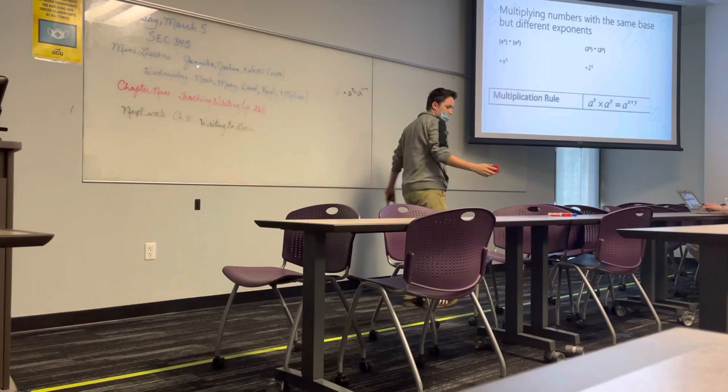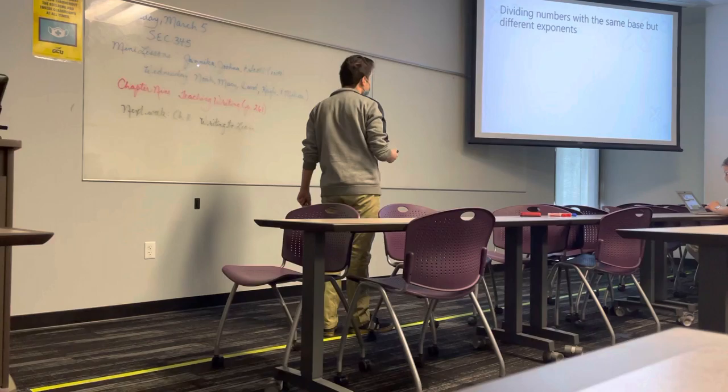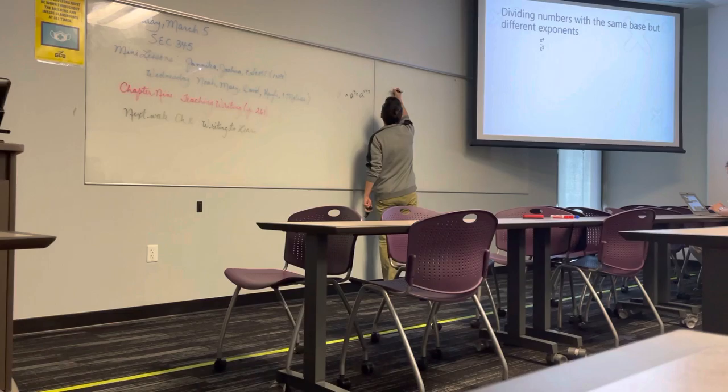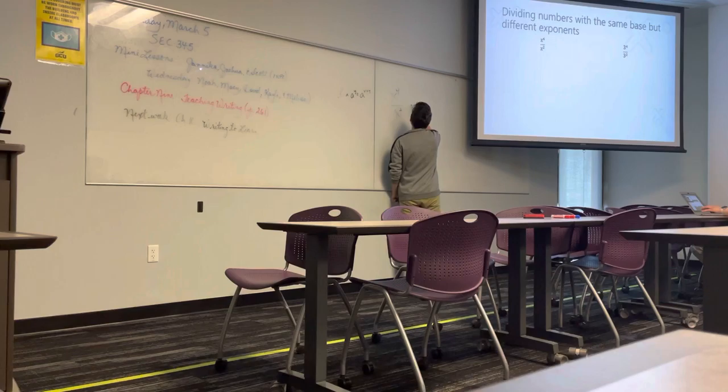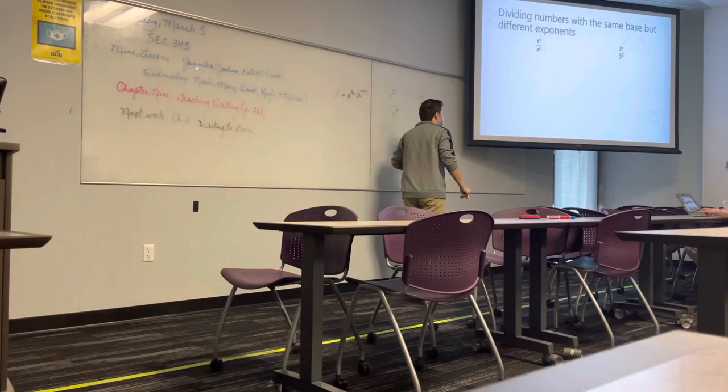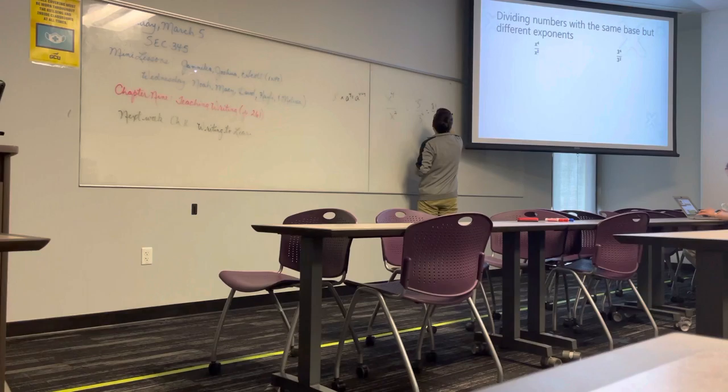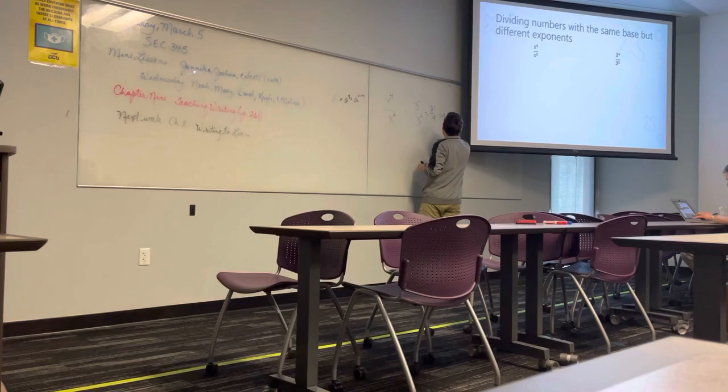Alright, so the next thing we're going to do is dividing numbers with the same base with different exponents. So let's say we have something like x to the 4th over x squared. Again, we can try and put in real numbers and see what we get. So let's do 3 to the 4th over 3 squared. So 3 to the 4th power, does anyone know that? 81, right? And 3 squared? 9, right? And 81 over 9? Just 9, right? Or we can write that as 3 to the 2nd power.